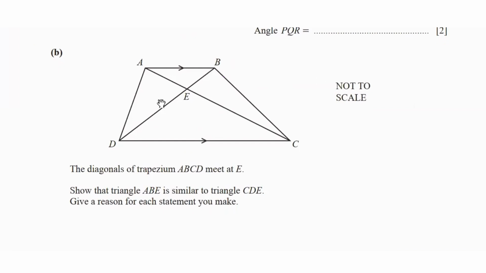Part B says the diagonals of trapezium ABCD meet at E. Show that triangle ABE is similar to triangle CDE. Give reason for each statement you make. So we have to show that triangle ABE, which is this one, is similar to triangle CDE.